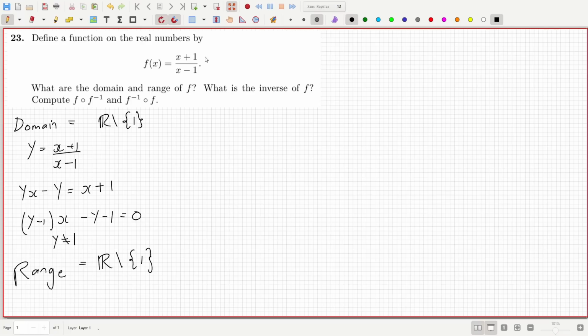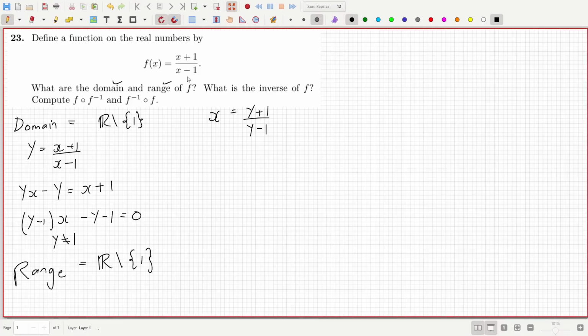We can never get 1 here, which kind of makes sense because to get 1 would mean the top equals the bottom, and that can't happen. So that's the domain and the range. What is the inverse? Oh, I can get the inverse by making x the subject here. So if I solve this, I get x equals y plus 1 over y minus 1.